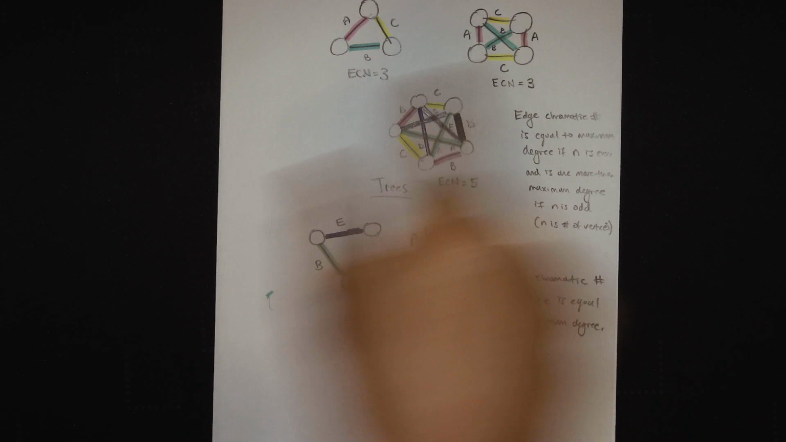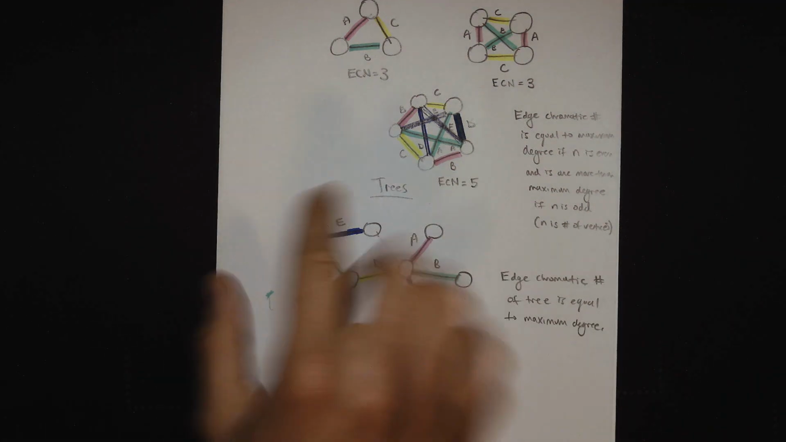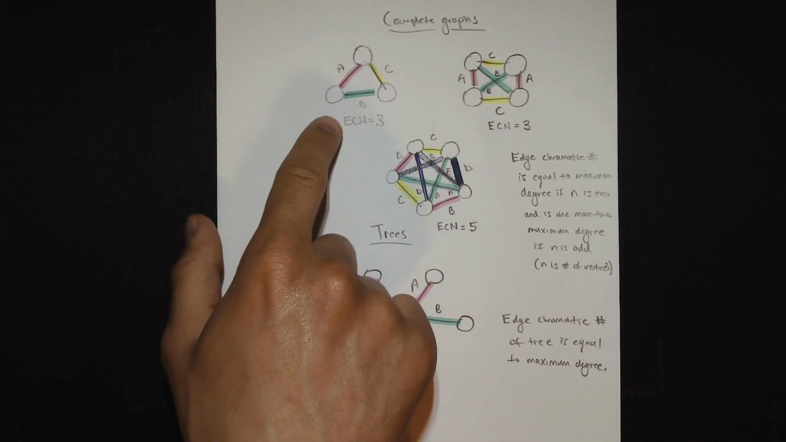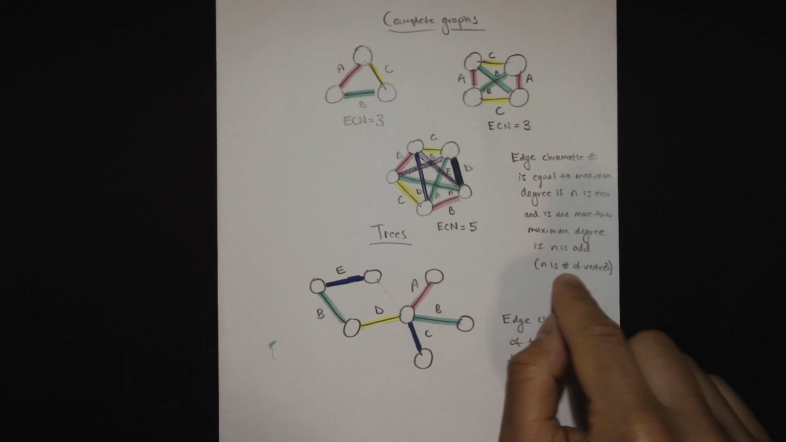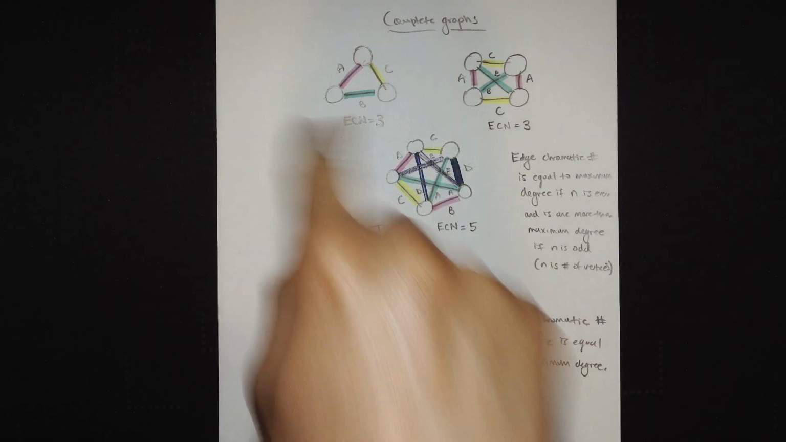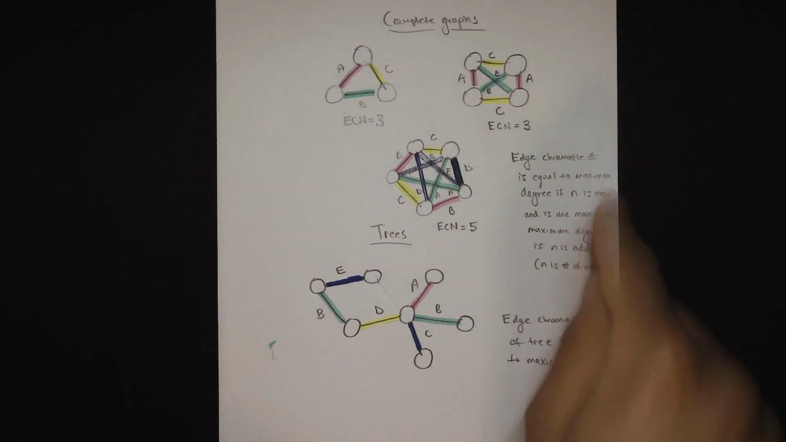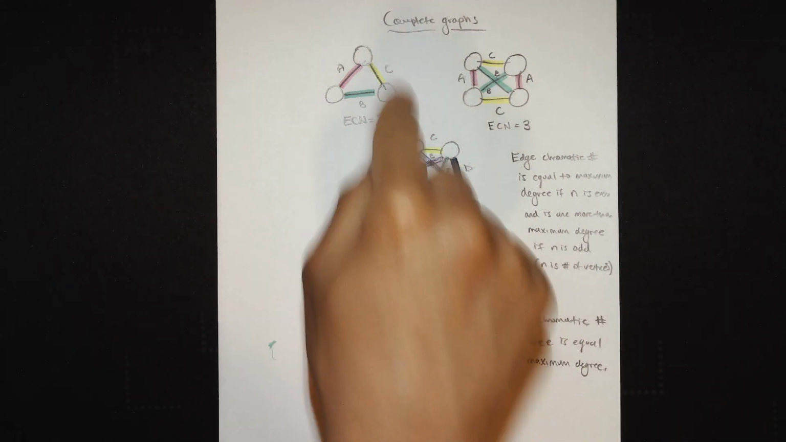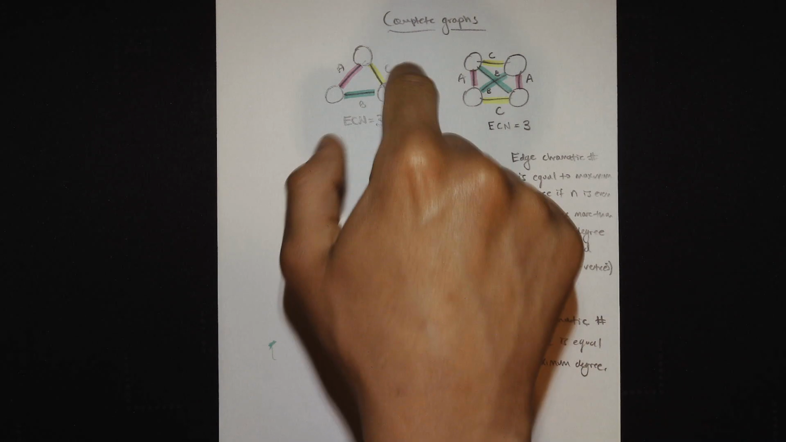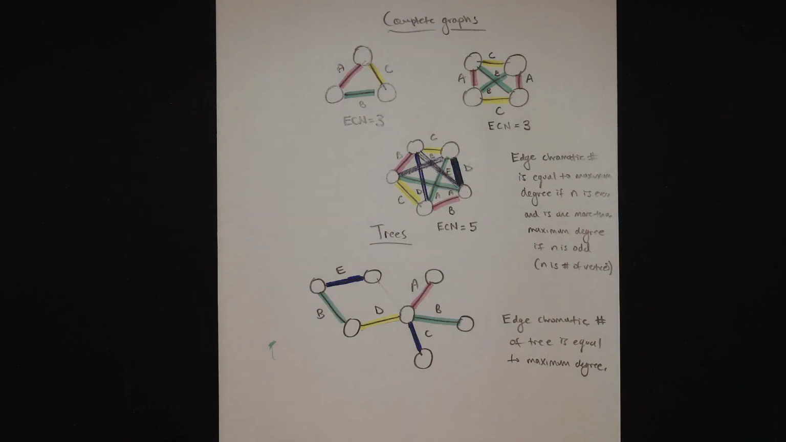So here are just some examples. We've looked at this graph before, and we saw that it's a complete graph with 3 vertices. It has an odd number of vertices, so this statement says that its edge chromatic number is going to be 3, 1 more than the maximum degree. The maximum degree is 2 in this case, so it's 3.